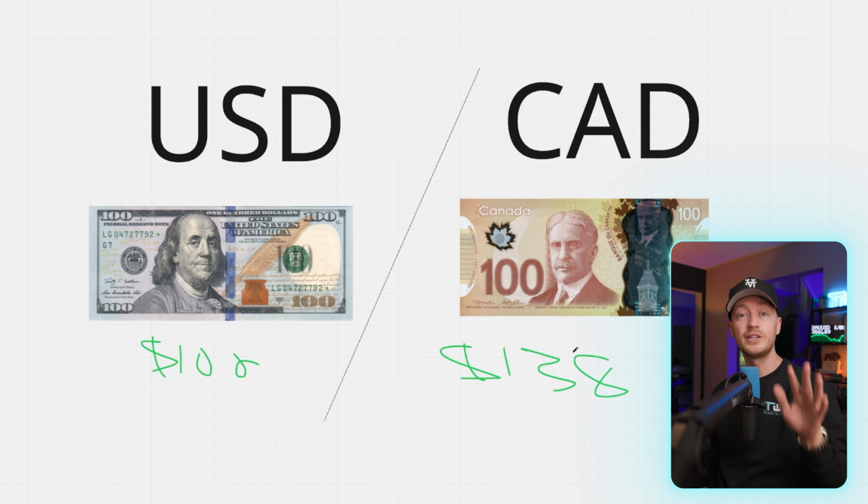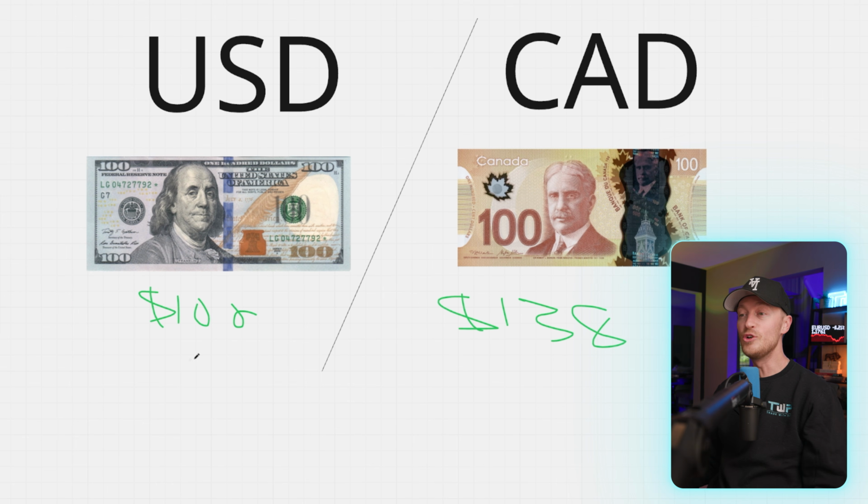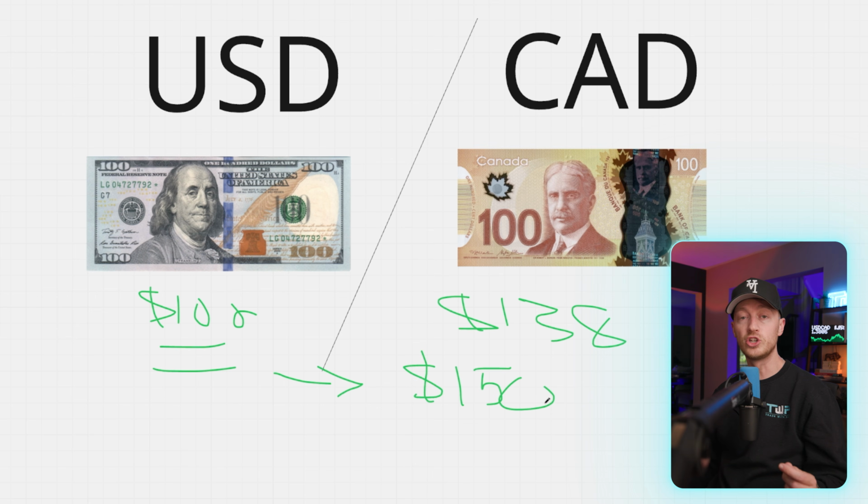Now, how do we make money on trading this? So let's say you believe this $100 is soon going to be worth 150 Canadian dollars. That means you think the US dollar is strong and you want to buy the US dollar.